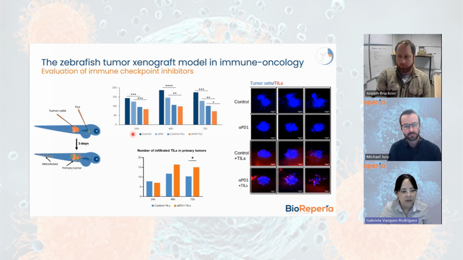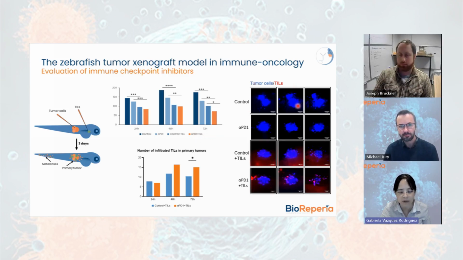Here we can observe that the TILs have a cytotoxic activity by themselves. As we can see in the third bar of the graph, the presence of TILs significantly decreases the primary tumor size compared to the controls in this study. And this cytotoxic activity is further enhanced by the presence of the anti-PD-1 antibody.